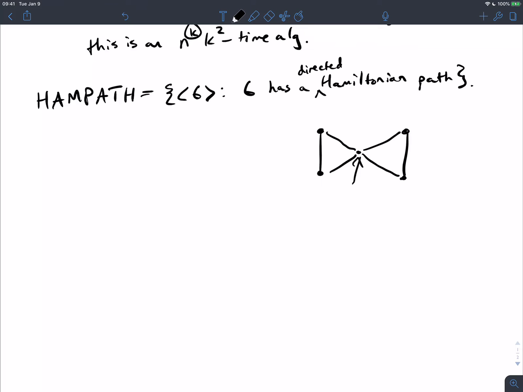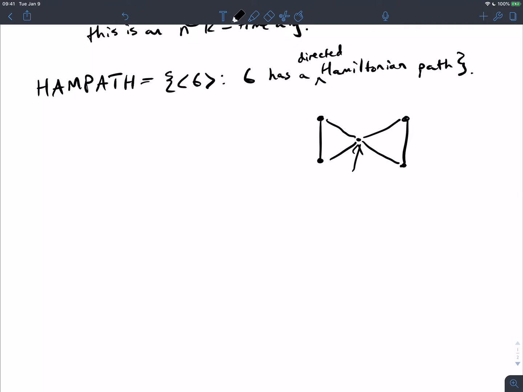How about the certificate just being the path itself? Just check if every vertex is there and none are repeated, and every edge along the way actually is an edge in the graph, so we're not cutting corners or something like that. And that's easy to check in polynomial time. So therefore, this problem is in NP. Okay, but we would want to show that this is NP hard. And so what we're going to show pretty much the entire first half of the class, because it's a long reduction in some sense, is that HAMPATH is NP hard.